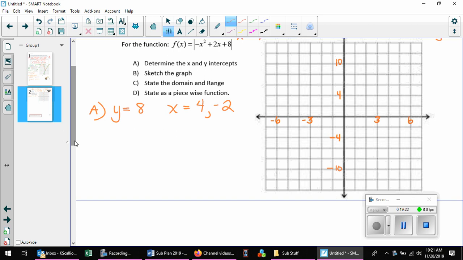Okay, so let's graph just this graph first. So y equals just the parabola. So we said my vertex was at 1 and 9, and we said it opened down. So I have intercepts at 4 and negative 2.